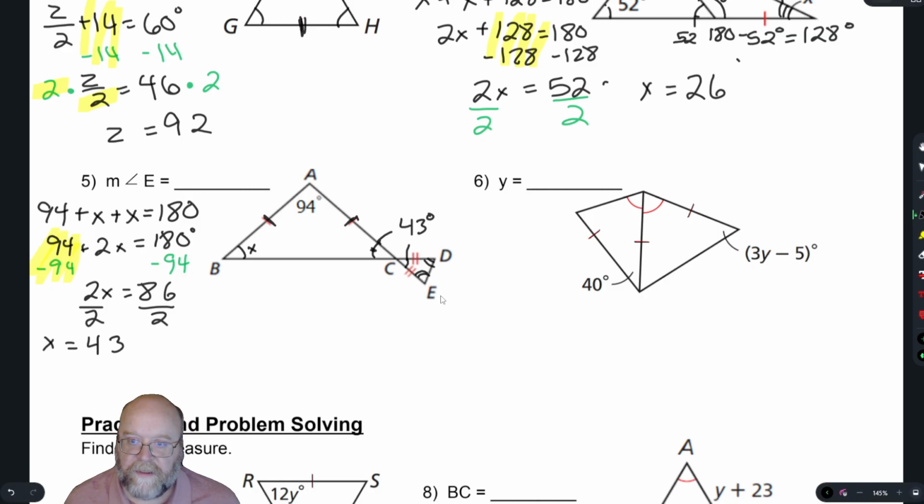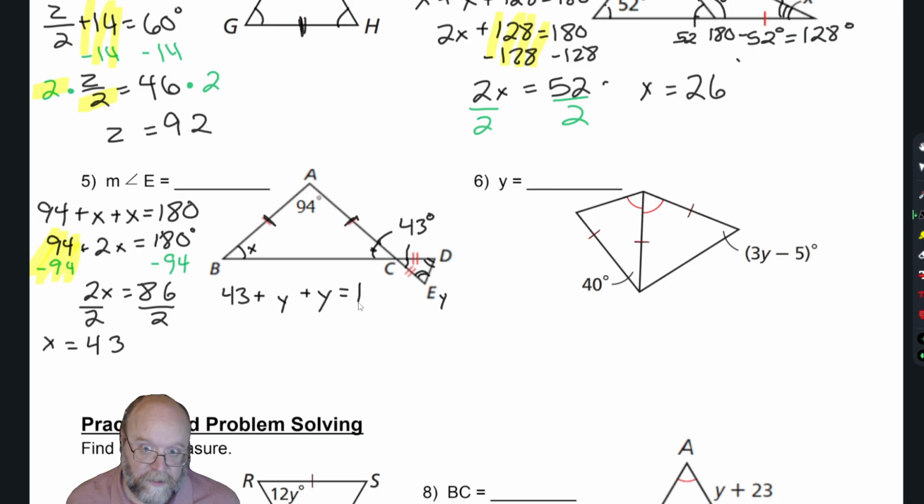Let's call these y. Okay? I don't want to use the same variable. So, triangle angle theorem says 43 plus y equals 180 degrees. What am I doing? Why am I doing this?